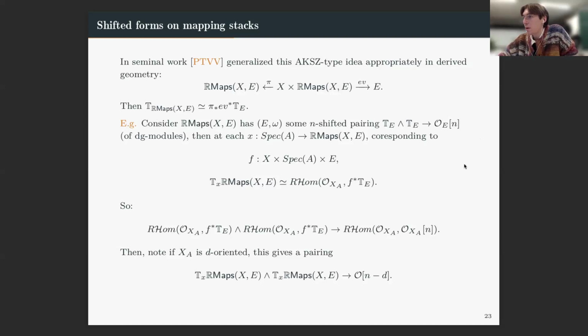Okay, so modulo assumptions on orientability, which is very important but which we're going to skip over, of your domain X. Then, for instance, if X is a smooth projective scheme or a Calabi-Yau variety, then you have canonical orientations. But you can induce a shifted form as well on the mapping space.